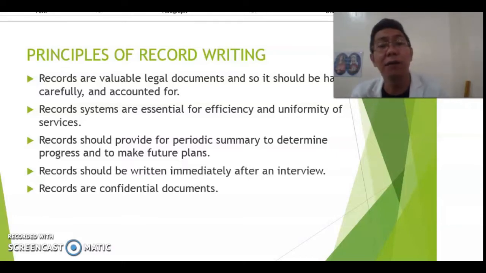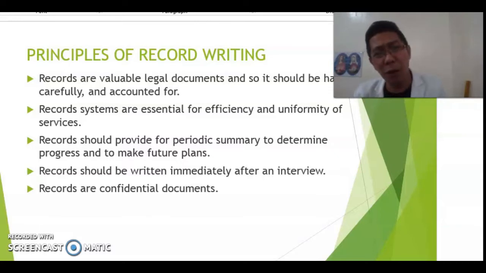Of course, record systems are essential for efficiency and uniformity of services, because record keeping in any healthcare agency will always be uniform. Meaning to say, they follow the same rulings, the same ways of processing or writing or recording documents. Records should also provide for periodic summary so that we can determine the progress and make future plans, as I have said earlier.